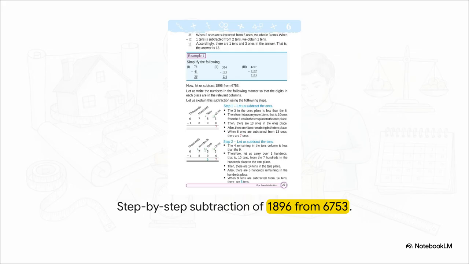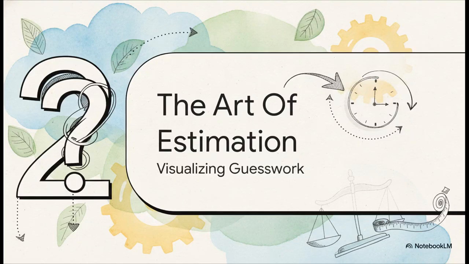We can't take 9 from 4, so we borrow from the hundreds, turning our 4 into a 14. 14 minus 9 is 5. We just continue this ripple effect all the way across until we hit our final answer, 4,857. Seeing it laid out like this really shows how 10 units from one place literally become 1 unit in the next column over. Okay, moving right along to our second tool, Section 2, the art of estimation, visualizing the guesswork.